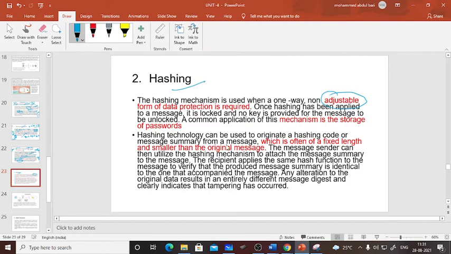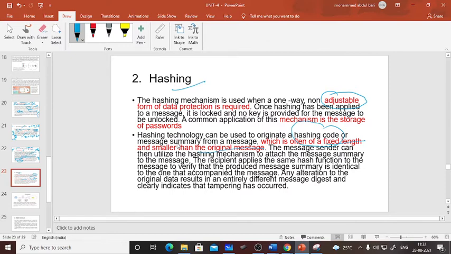Hashing technology is used to originate a hash code. What do you mean by hash code? It may be a summary of a message or some keyword, often of fixed length and smaller than the original message. A hash code is a message summary, or an often fixed-length, small message, which is added to the message.